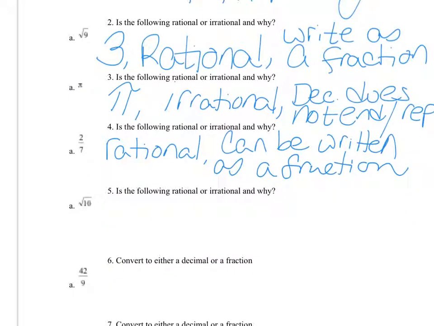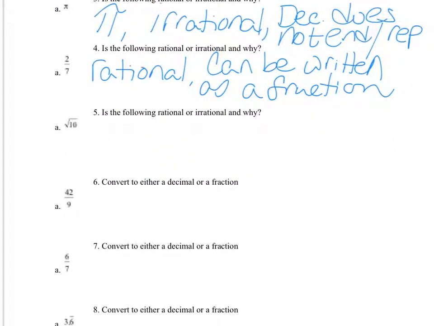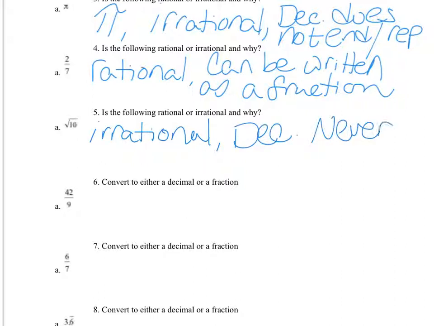And then number 5, the last one I asked you to do for me, square root of 10. Square root of 10 is irrational. Why? When you make that a decimal, the decimal never ends or repeats.